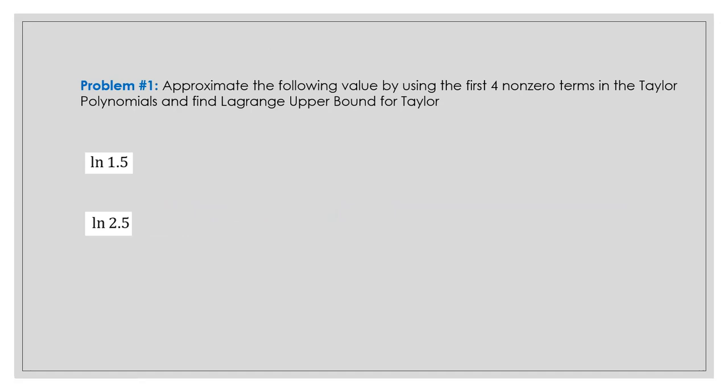Now we're going to do two problems. We're going to approximate the following values by using the first four non-zero terms in the Taylor polynomial, and then find the Lagrange upper bound for the Taylor polynomial. One is the natural log of 1.5, and the other is the natural log of 2.5. So let's see how we do this. I'm going to go to the whiteboard now.